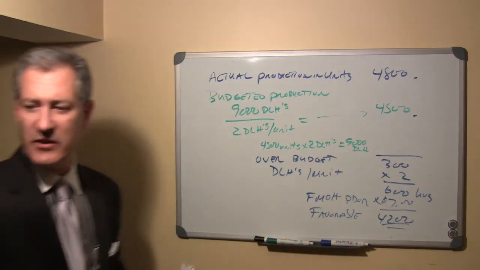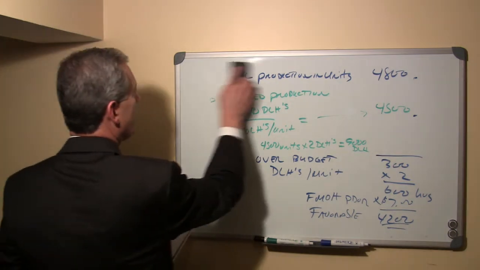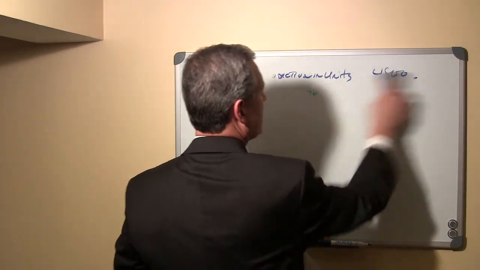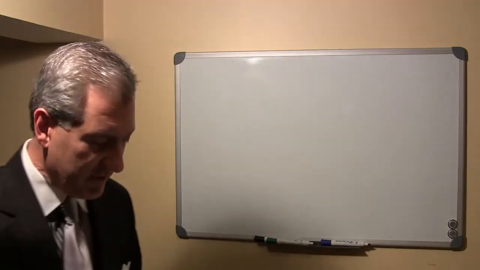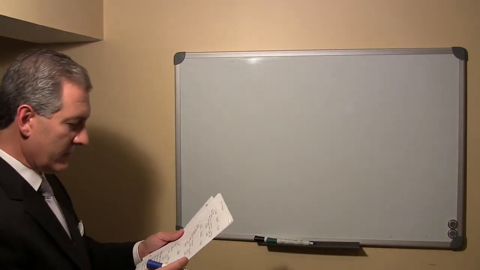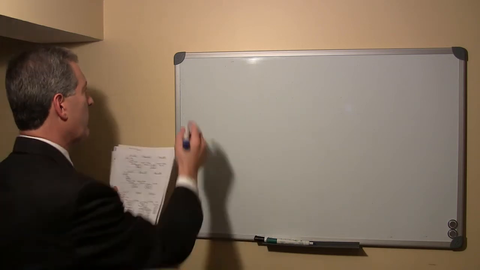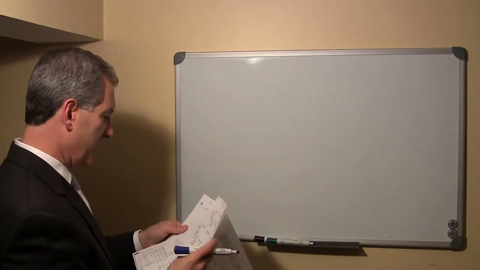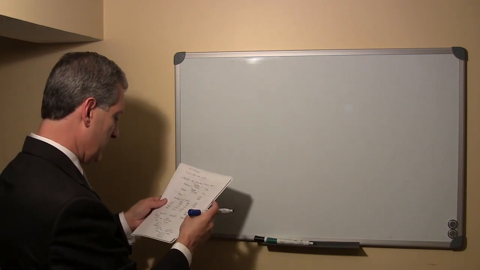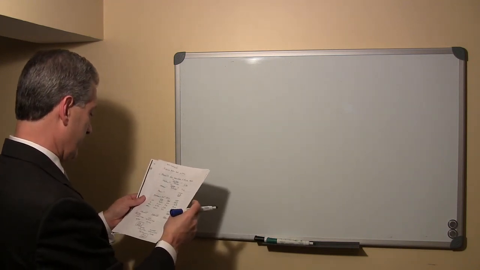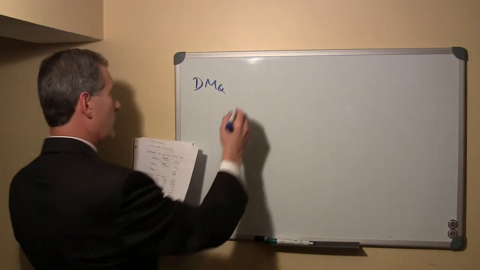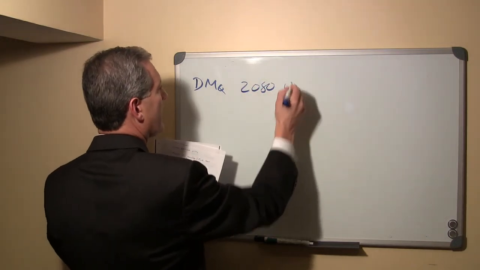And one of the last things that you need to be able to do in this chapter is to be able to identify and explain significant variances. Let's take a look at some of the significant variances that occurred in this problem. The very big one, you have a direct materials quantity variance, which was $2,080 unfavorable.